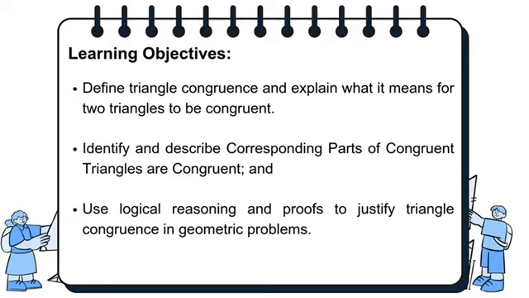Learning objectives. Define triangle congruence and explain what it means for two triangles to be congruent. Identify and describe corresponding parts of congruent triangles that are congruent. And use logical reasoning and proof to justify triangle congruence in geometric problems.